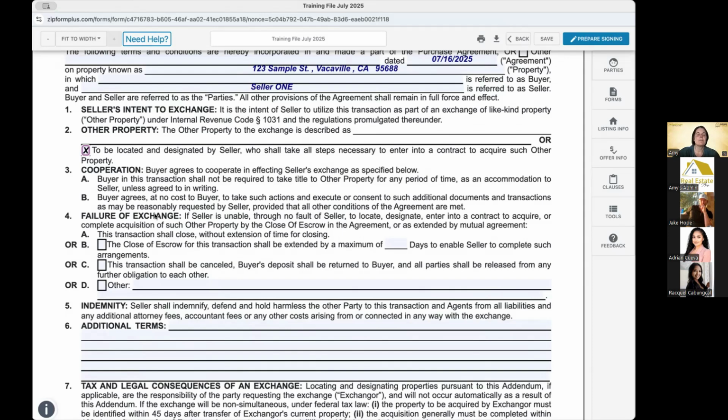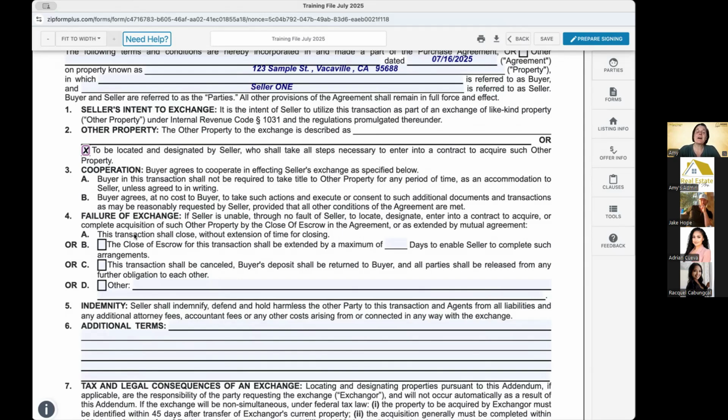Okay, this section's important. We need to fill this out. If seller is unable, through no fault of seller, to locate, designate, or enter into contract to acquire or complete acquisition of such other property by close of escrow in the agreement, or as extended by mutual agreement, then the transaction shall close without extension of time for closing. 95% of the time, that's how we do exchanges. We just are saying, hey, the seller's doing a 1031 exchange, sign this form acknowledging that. We're not going to delay the close of escrow. We're not going to cause any problems with it. We just need this form as part of the transaction.